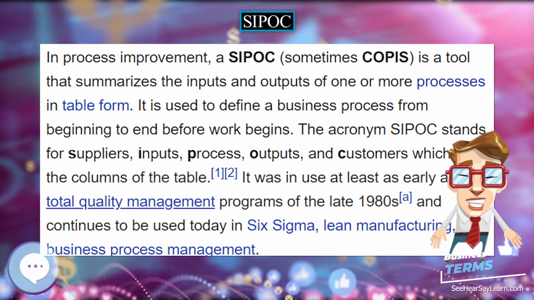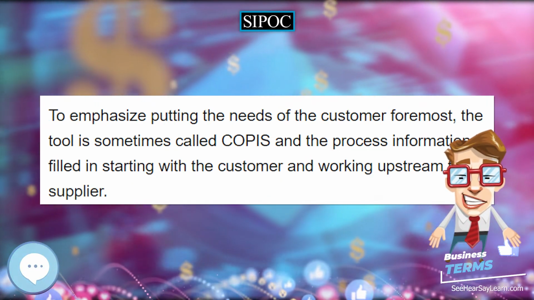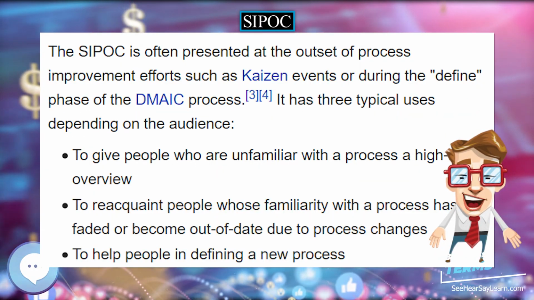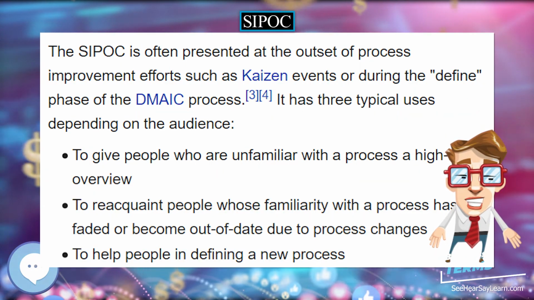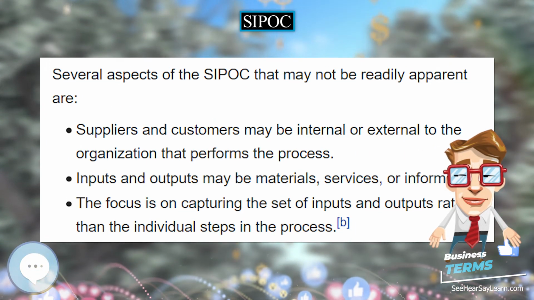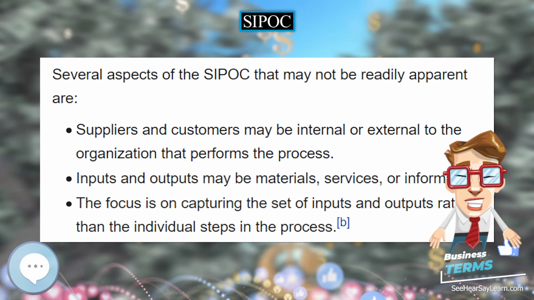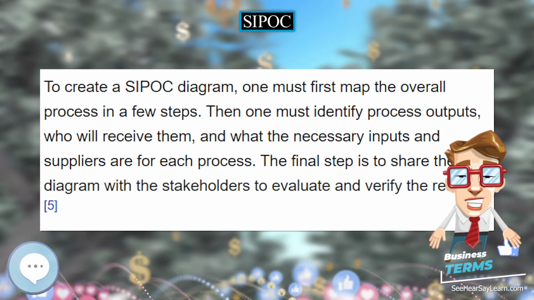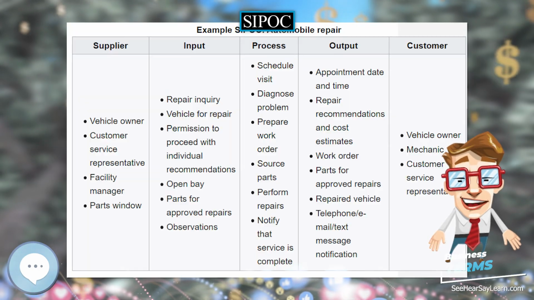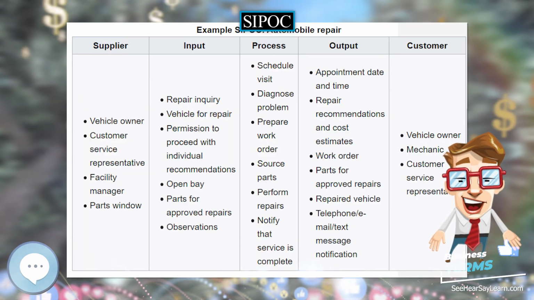Several aspects of the SIPOC that may not be readily apparent are: to create a SIPOC diagram, one must first map the overall process in a few steps. Then one must identify process outputs, who will receive them, and what the necessary inputs and suppliers are for each process. The final step is to share the diagram with the stakeholders to evaluate and verify the results.